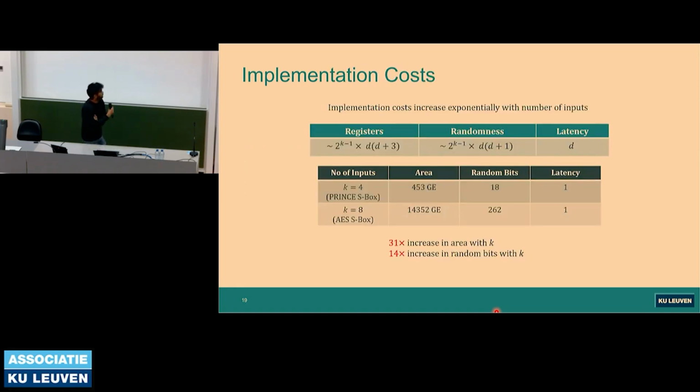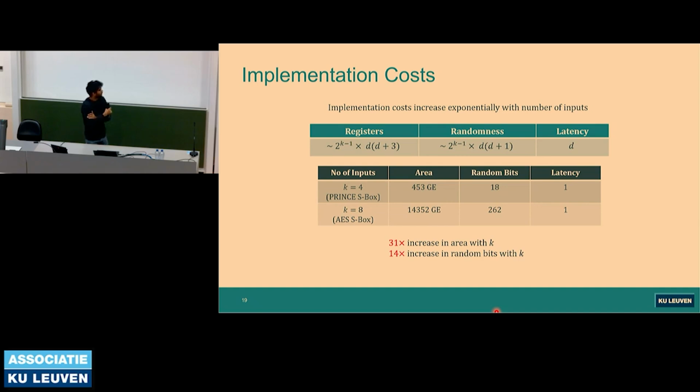So one drawback with the increasing number of inputs is that, as I said before, it scales exponentially with the number of inputs. So let's say I have two examples, which is a Prince S box with 4 inputs and an AES S box with 8 inputs. So from 4 to 8, the increase in area is like 31 times, and the increase in randomness is 14 times, which is quite large.